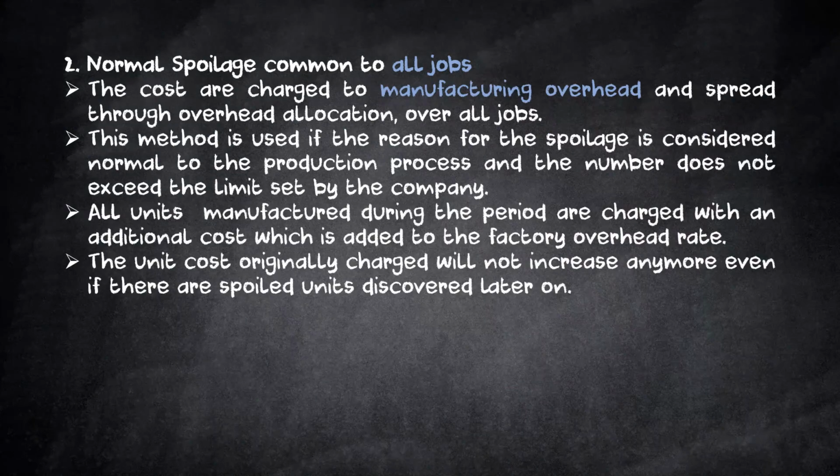Now, let's proceed sa number 2, ang normal spoilage common to all jobs. So, simply put, ang cost charge na manufacturing overhead natin ay ipapakalat over all jobs. So, lahat ng units na na-manufacture natin during the period ay macha-charge ng additional cost which would be added to the factory overhead rate. So, yung unit cost natin na originally charged, hindi na to mag-i-increase anymore even if may makita pa tayong spoiled units afterwards.